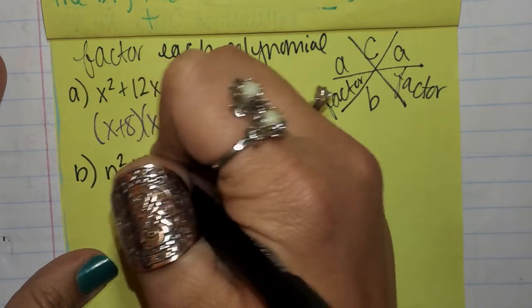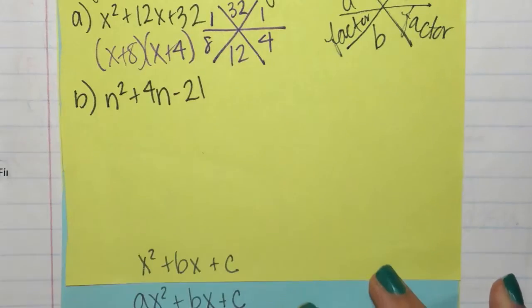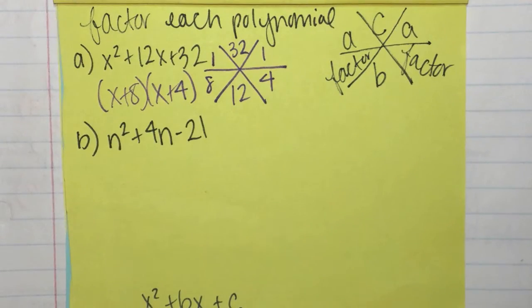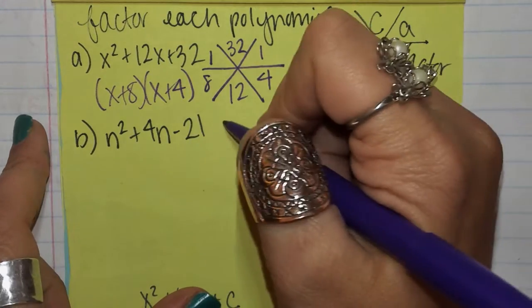N squared plus 4n minus 21. Now, do we have to watch out for our signs on this one? Yes, we do. And since C is negative, look at B, and the big factor is going to be positive, because B is positive. All right, let's draw our star.